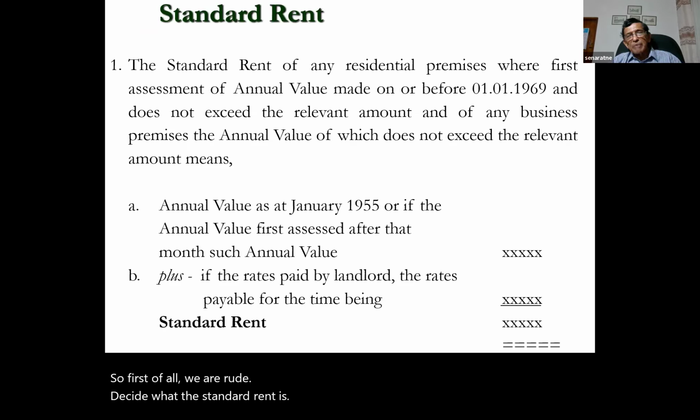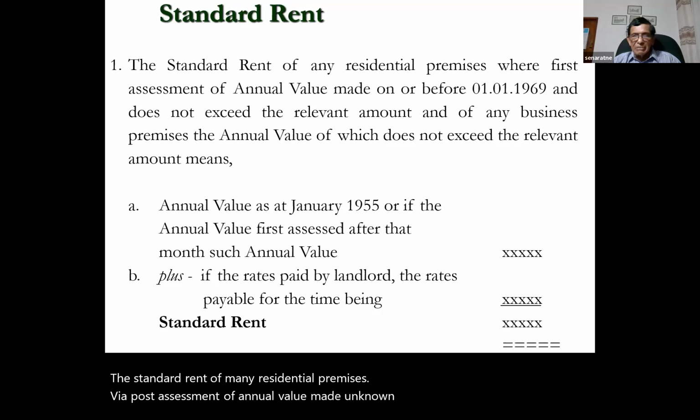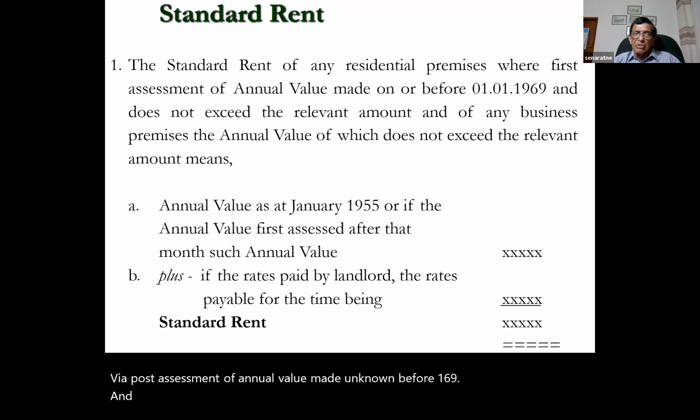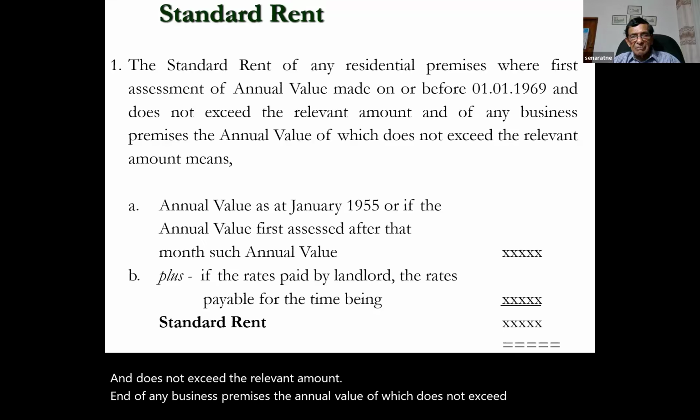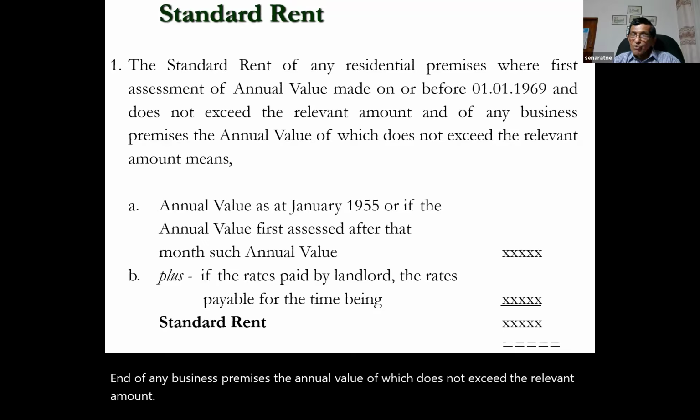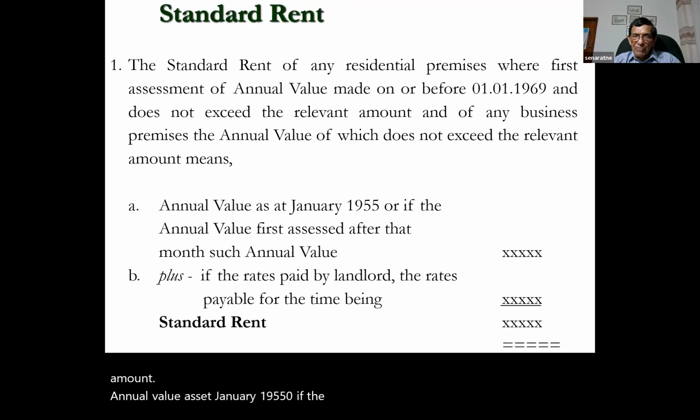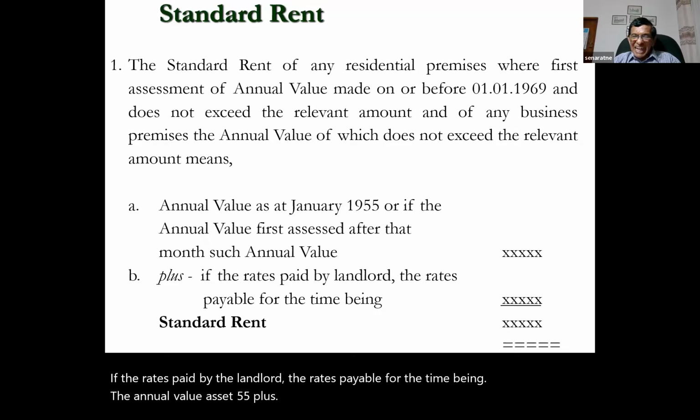The standard rent of any residential premises where the assessment of annual value was made on or before 1169 and does not exceed the relevant amount, and of any business premises the annual value of which does not exceed the relevant amount, means the annual value as at January 1955, or if the annual value was assessed after that month, such annual value, plus, if the rates are paid by the landlord, the rates payable for the time being. The annual value as at 1955 plus rates as at today make the standard rent.